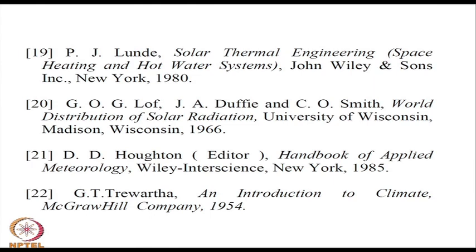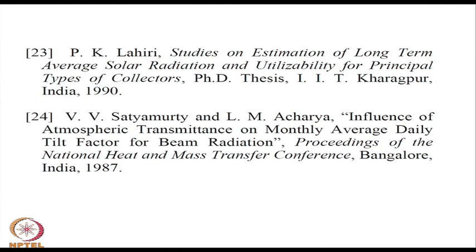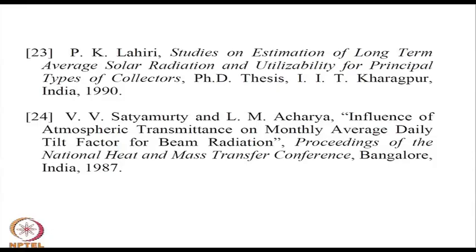And this is a book, Löf, who used to do the solar house 1 and solar house 2 actual system scale experiments. Handbook of Applied Meteorology, and Introduction to Climate, this is a generally good knowledge book, and you may see that Kerala, for example, in India, Assam and Rajasthan, how climatically they are different and how they are classified, and according to that you can have an idea of what type of solar radiation one can expect.